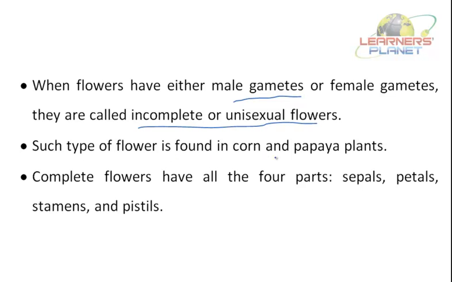Such type of flower is found in corn and papaya plants, and many other plants too. These are only a few examples which we are discussing here. Students, complete flowers have all the four parts, that is sepals, petals, stamens and pistils, which we studied right now. So what are basically stamens and pistils? Let us see.